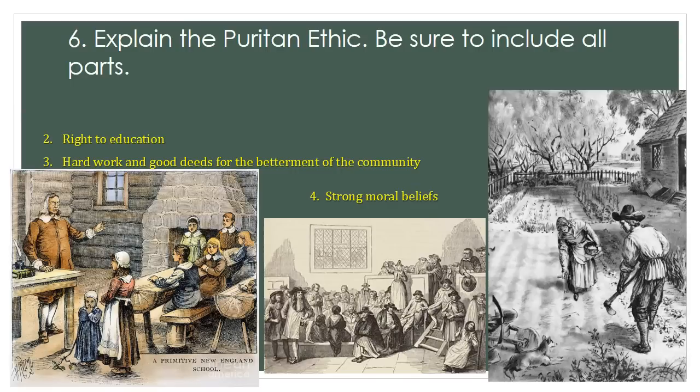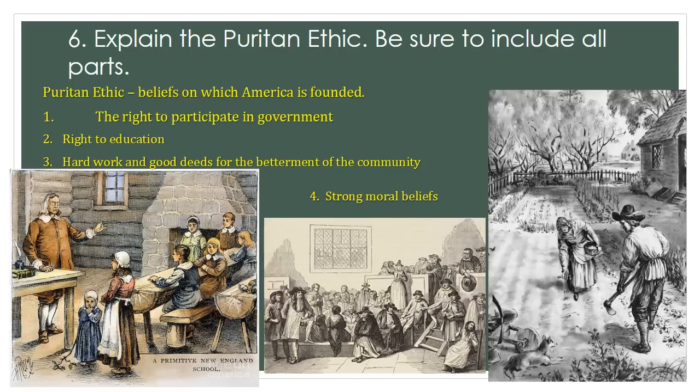Number six, explain the Puritan ethic and be sure to include all the parts. Ooh, it looks like three of those were already given to you there, but the pictures should really help you as well. The Puritan ethics are the beliefs that America was founded on: the right to participate in government, the right to education, hard work and good deeds for the betterment of the community, and strong moral beliefs were all part of the Puritan ethic.